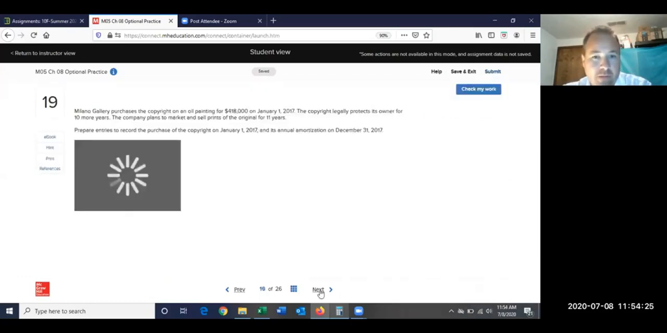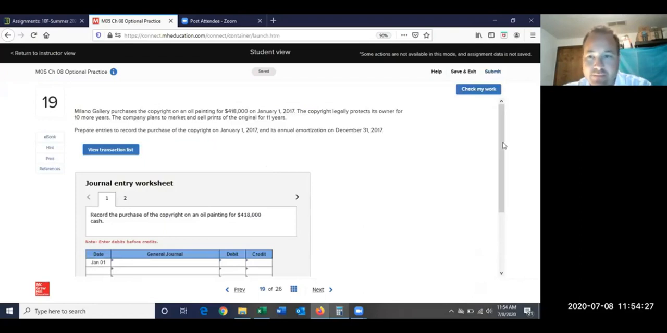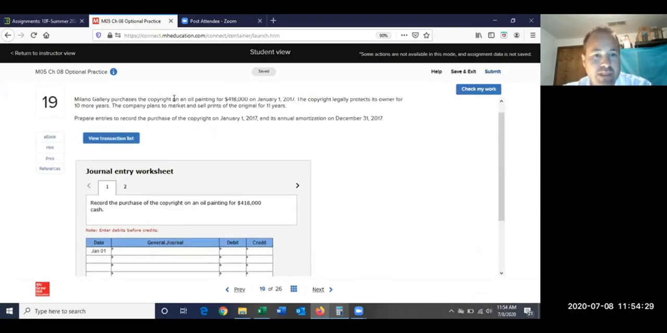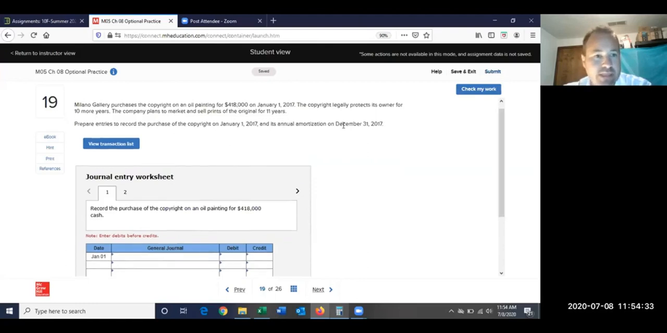And okay, this one we're going to look at copyright. We purchased a copyright oil painting for $418,000. It protects the owner for 10 years, and we plan on using it for 11. Doesn't matter how long we really plan on using it. How long is the copyright going to last me? Because people can start using it after that. So I'm guaranteed 10 years, so I need to depreciate it by 10 years. Or in this case, we call it amortizing.